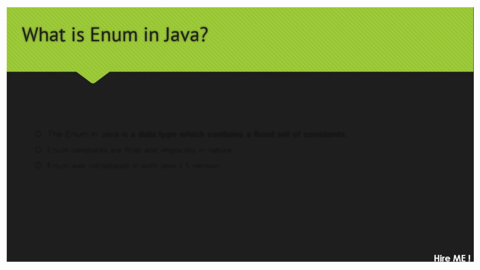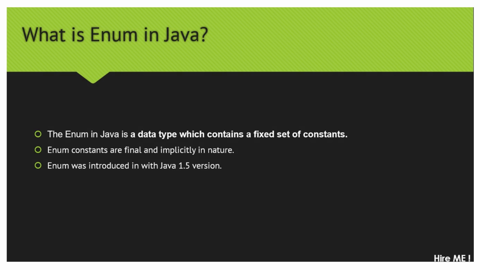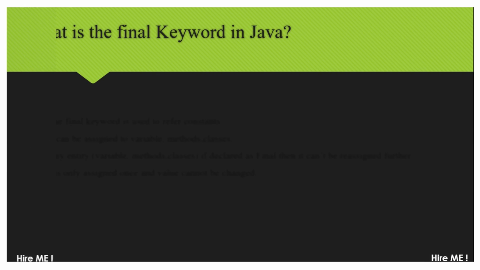This is something which is a new word. What is Enum in Java? And the answer to this question is very simple. Enum in Java is nothing but a data type which contains a fixed set of constants. Enum constants are final and implicitly static in nature. Enum was first introduced in version 1.5 of Java. Moving on to our next question.